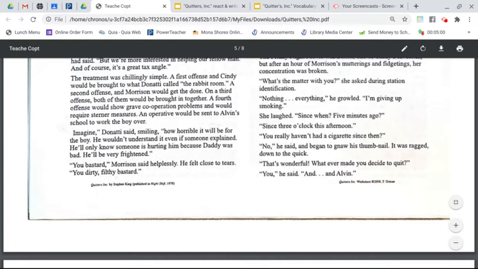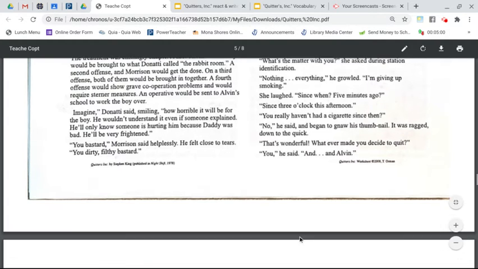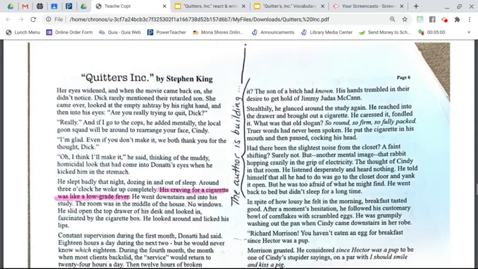"That's wonderful. Whatever made you decide to quit?" "You," he said, "and Elvin." Her eyes widened, and when the movie came back on, she didn't notice. Dick rarely mentioned their retarded son. She came over, looked at the empty ashtray by his right hand, and then into his eyes. "Are you really trying to quit, Dick?" "Really." And if I go to the cops, he added mentally, the local goon squad will be around to rearrange your face, Cindy. "I'm glad, even if you don't make it." "We both thank you for the thought, Dick." "Oh, I think I'll make it," he said, thinking of the muddy, homicidal look that had come into Donati's eyes when he kicked him in the stomach.